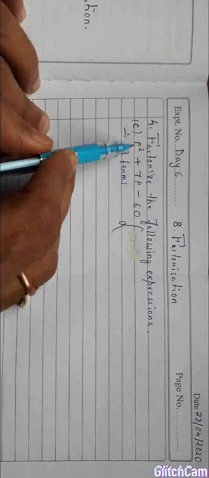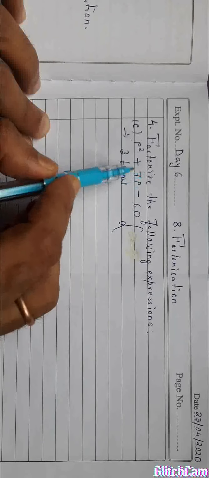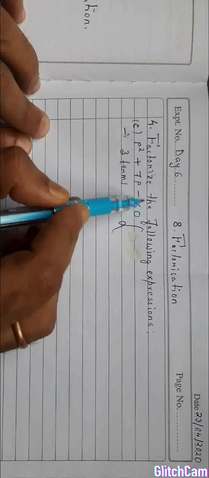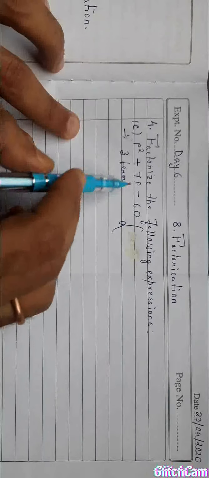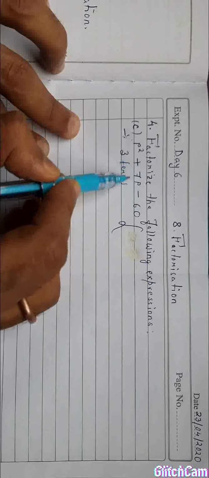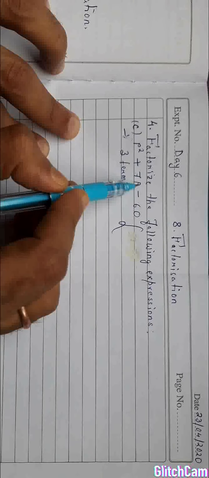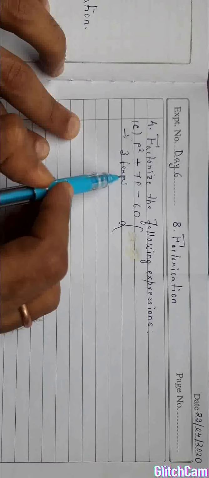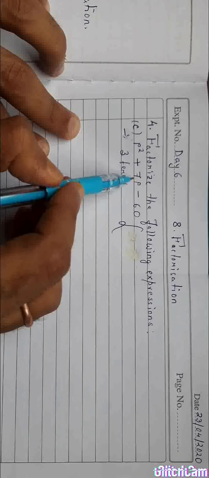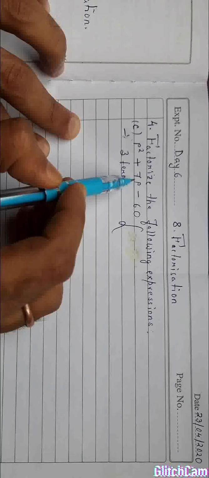Continuing from the last video, our next question is p square plus 7p minus 60. Here we have three terms: p square is the first term, 7p the second term, and minus 60 the third term. Plus 7p is the middle term, so we'll try to split this in such a manner that we get plus or minus.